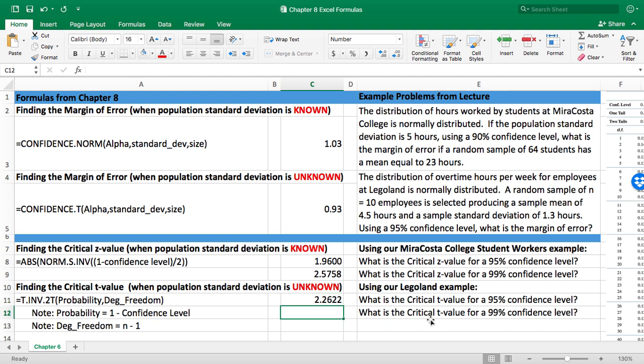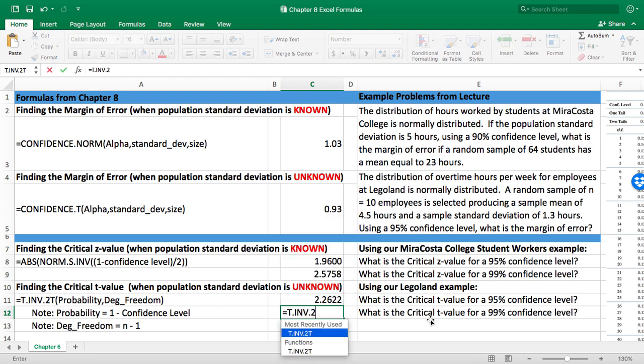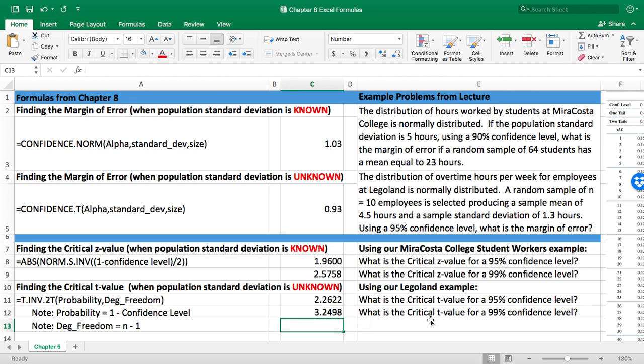What if in the Legoland problem, management decided that we wanted to use a 99% confidence level instead of a 95% confidence level? So here I'll type in equals T.INV.2T parentheses. My confidence level is 99%, so my probability, or my alpha, is 1 minus 0.99, or you could have just typed in 0.01, and then we'll type in comma, and our degrees of freedom, same story, same 10 employees, so n minus 1 is 10 minus 1, so we'll type in the degrees of freedom at 9, close my parentheses and hit enter, and my critical t-value will be 3.2498.